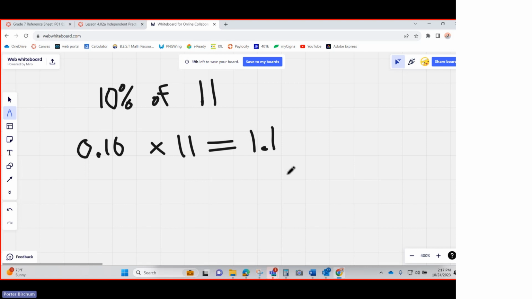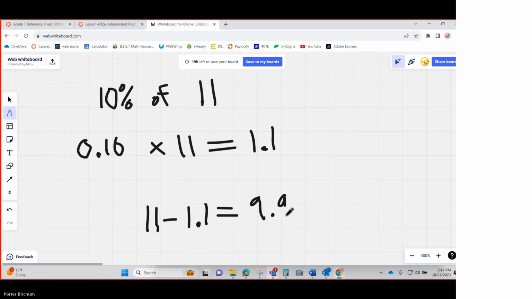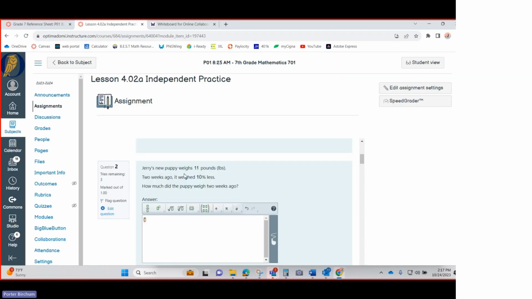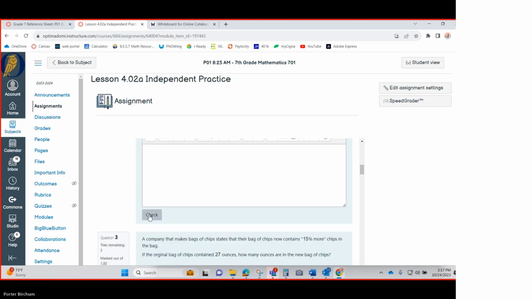So now if I'm taking 10% off of 11, or it is 10% less, I would do 11 minus 1.1, which would give me 9.9. Let's see. That's right, 9.9. Check.